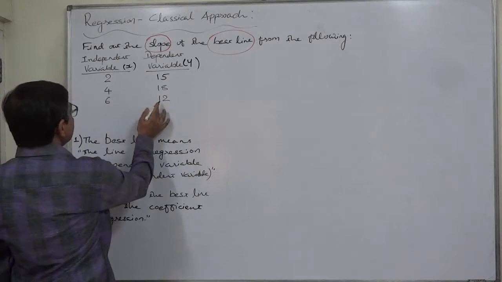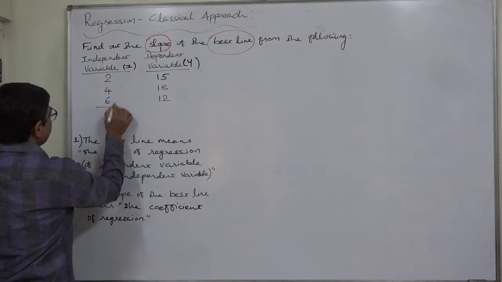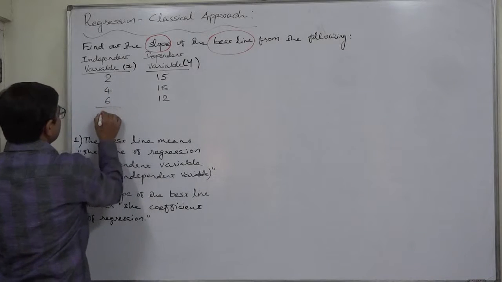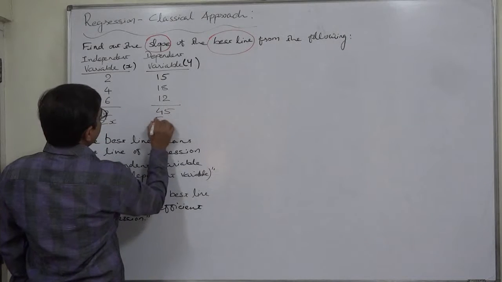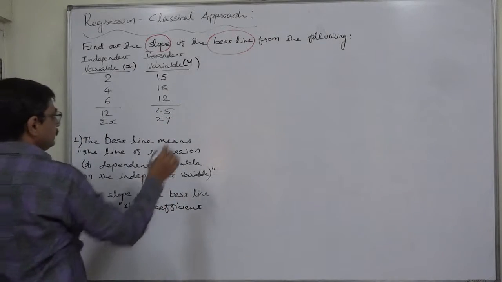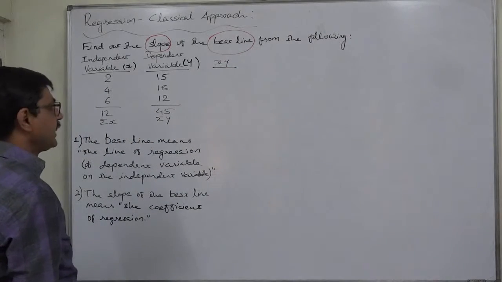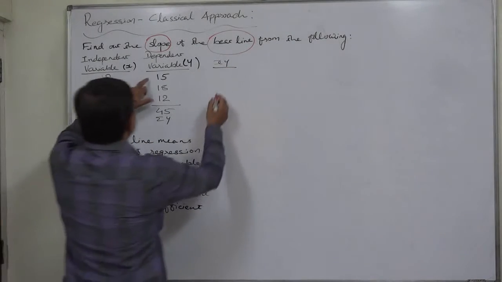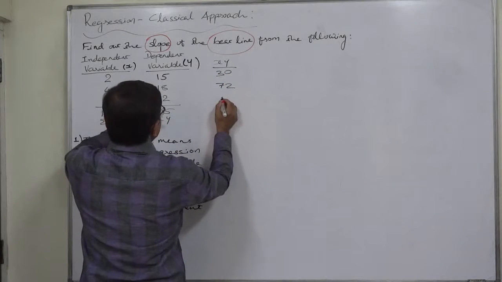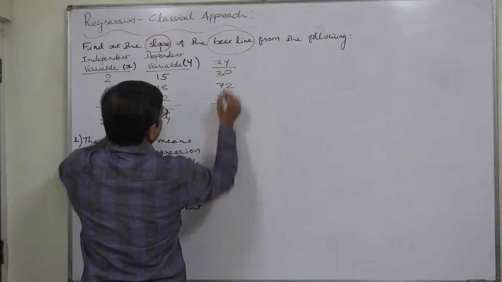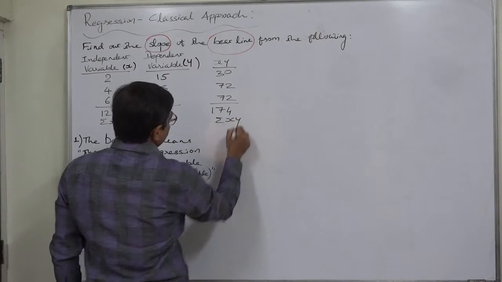If we use the given values directly, we have two columns, x and y. Let's get their summations. It is 12, sigma x, and it is 45, sigma y. Then xy, because we need xy to calculate byx or bxy. 2 into 15, 30. 4 into 18, 72. 6 into 12, 72. 72 plus 72 is 144, plus 30, 174, sigma xy.